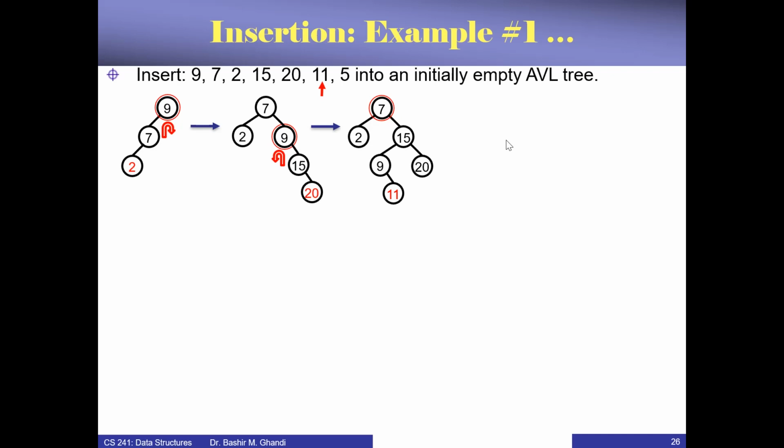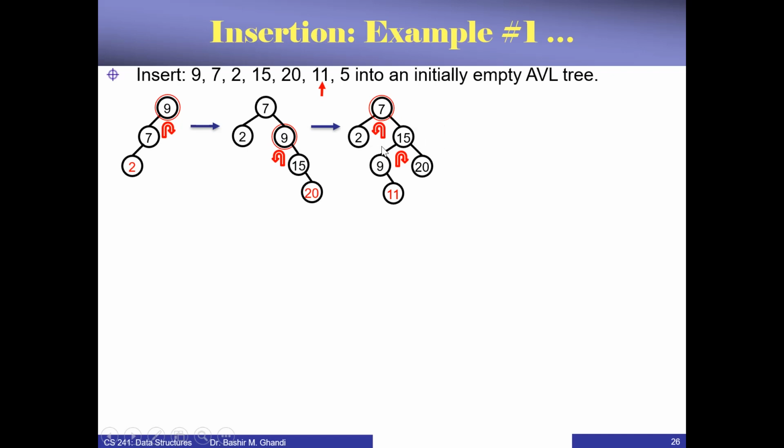The next question is, what type of problem is this? As you move from 7 towards 11, counting twice, we will have gone right, left. So we have a right-left problem. What is the solution to a right-left problem? It is a right-left double rotation. But the right rotation is done on the right child, and then the left rotation is done on the node itself.